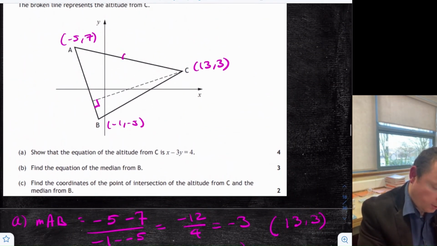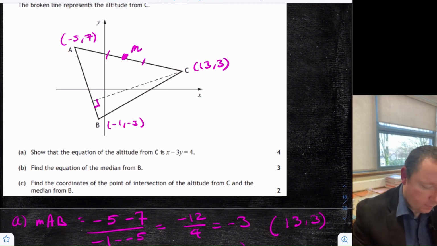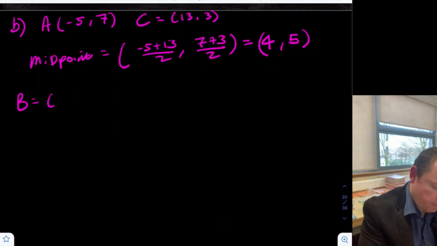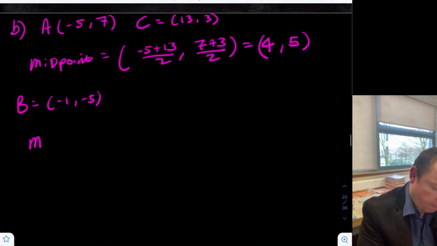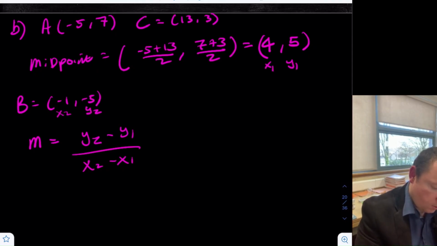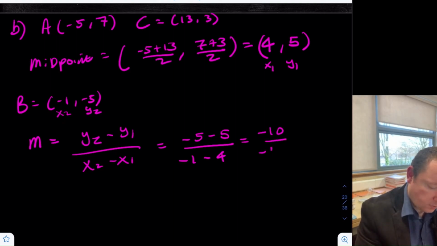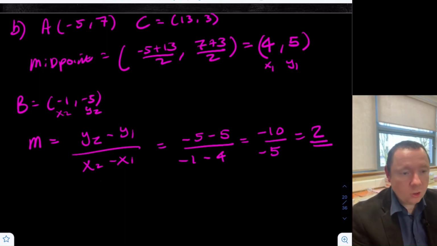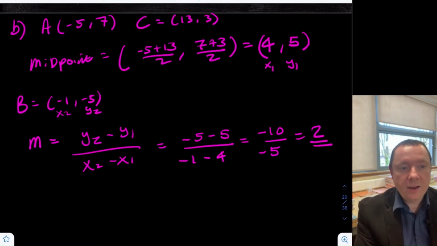So if I call our midpoint M, then the gradient between M and B. B is minus 1, minus 5. So our gradient is equal to y2 minus y1 over x2 minus x1. So just call that x2, y2 and x1, y1. We get minus 5 minus 5 over minus 1 minus 4, minus 10 over minus 5, which is equal to 2. So we get a gradient of 2, and we've got 2 marks so far for our midpoint and our gradient, and then just find the equation.